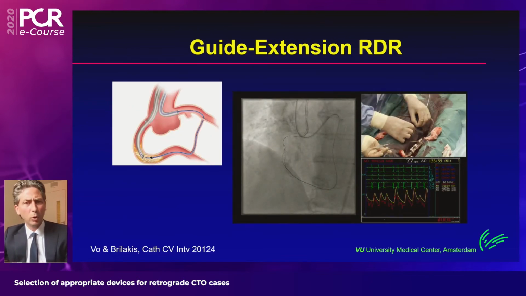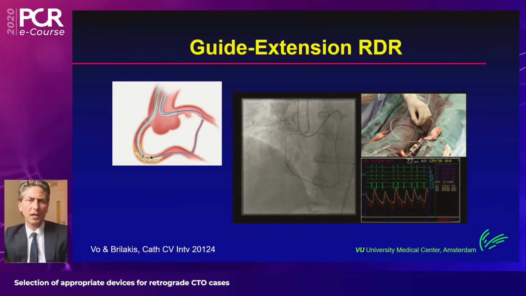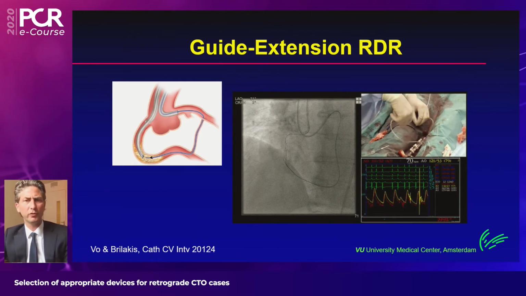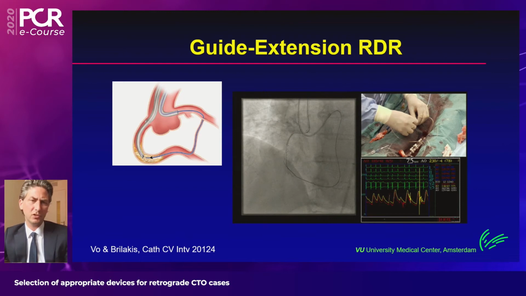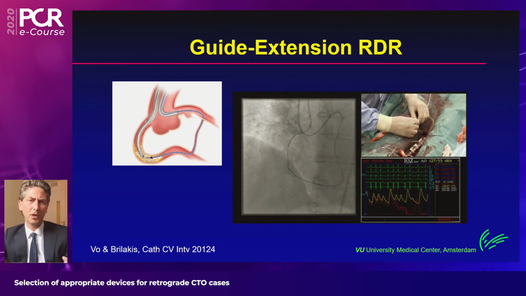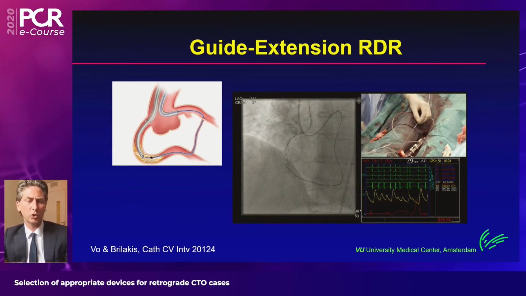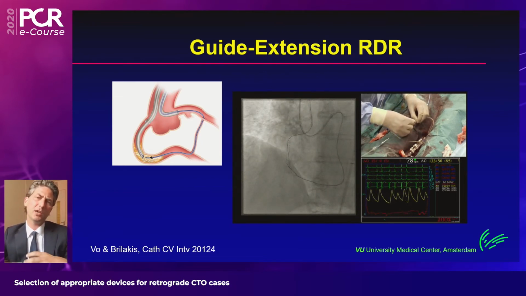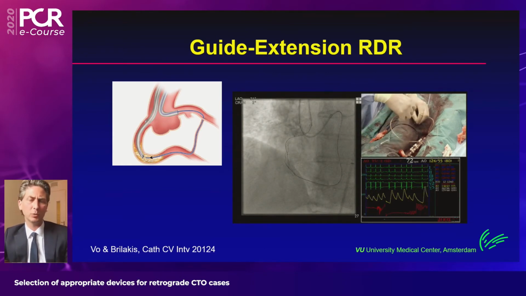In our lab and most labs across the world, it's now customary to do guide extension facilitated reverse CART, because then you make the distance between your retrograde wire and your antegrade wire as small as possible. So as you can see right here, we are ballooning the subintimal space and we are inserting a guide extension, in this case a Guideliner, and you balloon the subintimal space, and you take the Guideliner into the subintimal space, and so you prevent recoil.